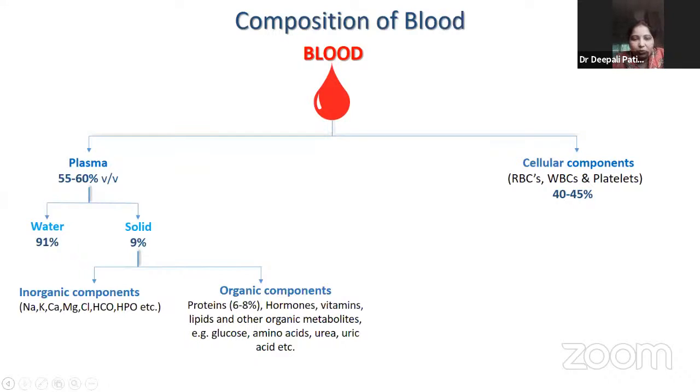These inorganic components include sodium, potassium, calcium, magnesium, chlorides, etc. And organic components include proteins, hormones, vitamins, lipids, and other organic metabolites like glucose, amino acids, urea, uric acid, etc. And the cellular component includes the blood cells, that is RBCs, WBCs, and platelets, and it constitutes 40 to 45% of the total blood volume. So this is the composition of blood.